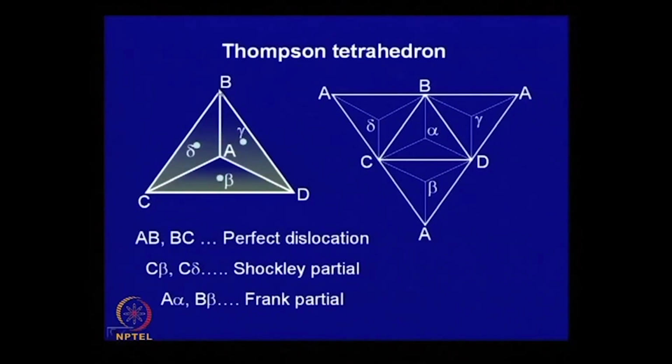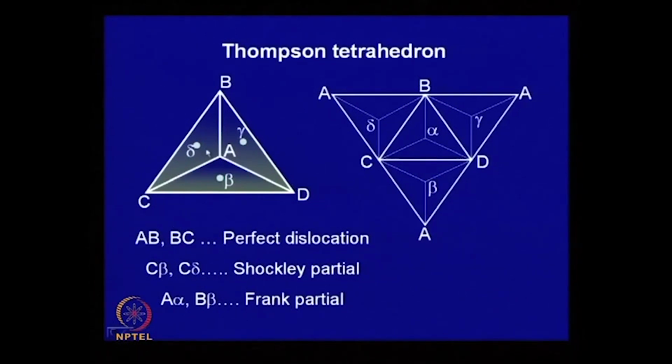Like these perfect dislocations, these edges of the tetrahedron represent the Burgers vector of a perfect dislocation. Now, a perfect dislocation on a slip plane breaks down, or dissociates, into two partials like B delta and delta C. These are known as Shockley partials.